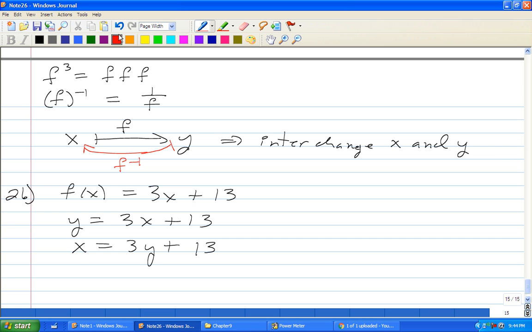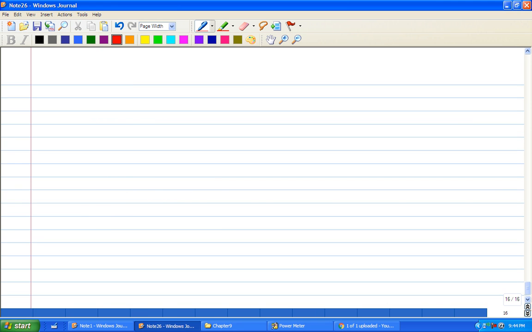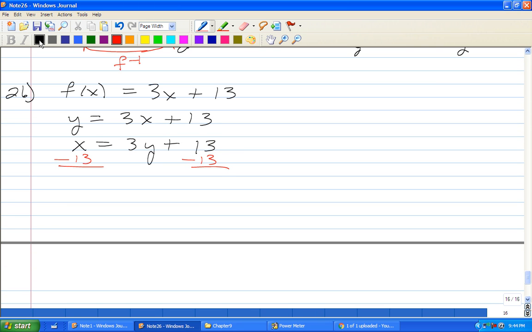So let's subtract 13 from both sides of my equation in order to isolate y on one side of my equation. And so x minus 13 is equal to 3y. Let's divide both sides of my equation by 3.